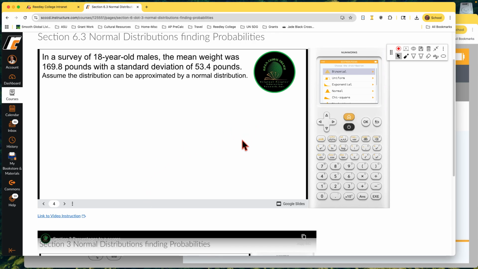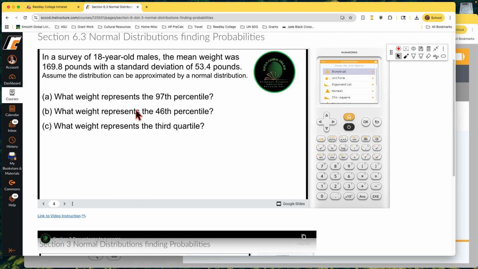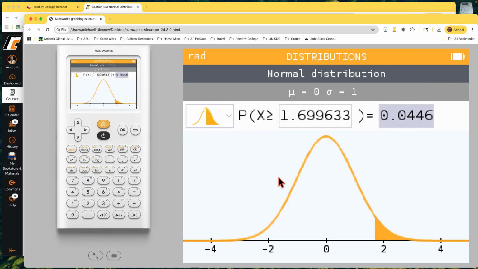Now the questions, we're going to answer all of these. What weight represents the 97th percentile? How about the 46th percentile? And what weight represents the third quartile? So we come back to our calculator. What's the first thing we need to do before we start putting in our percentages?